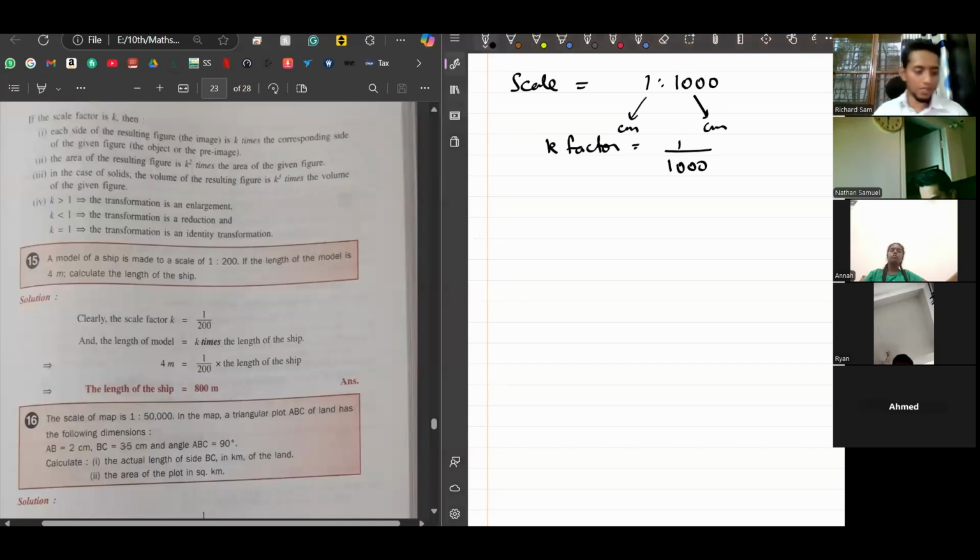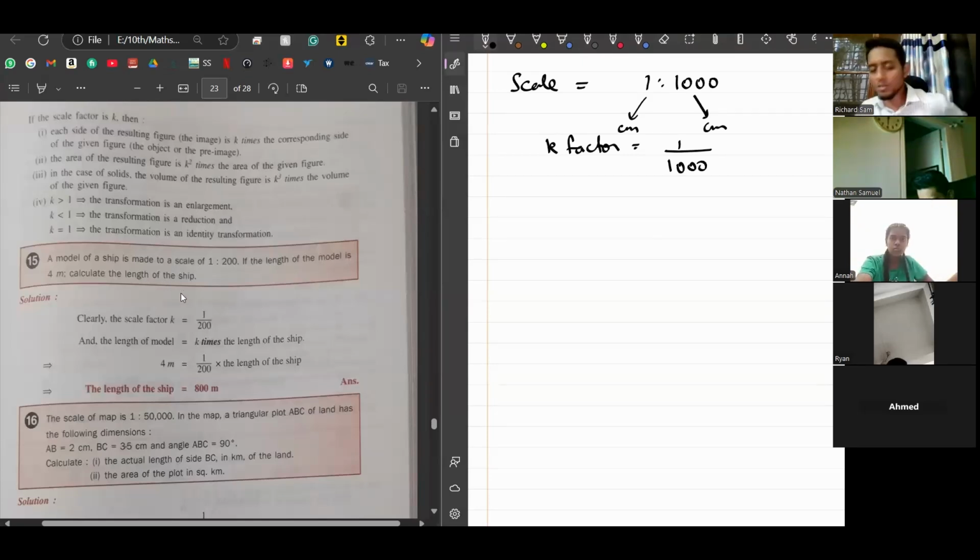So let's look at this 15th question here. A model of a ship is made to a scale 1:200. That means one part on the toy or the model will be 200 parts on the actual ship. If the length of the model is 4 meters, calculate the length of the ship.